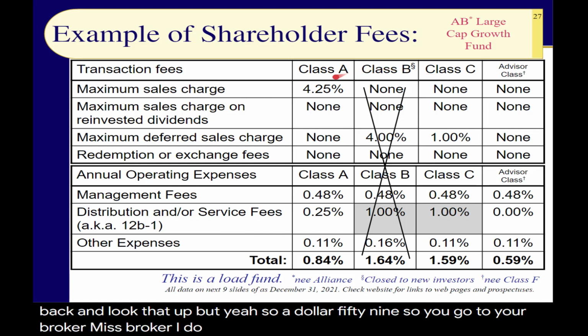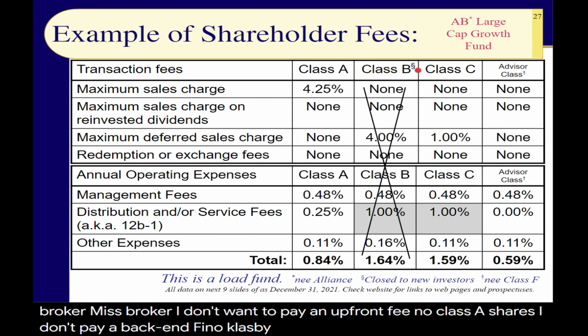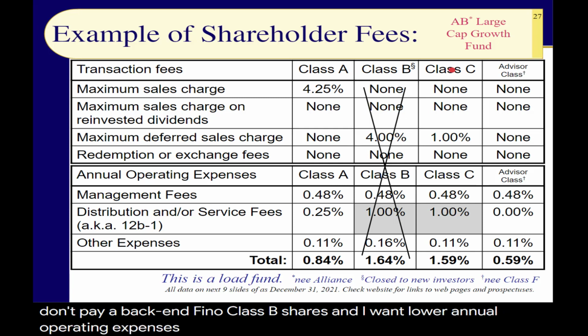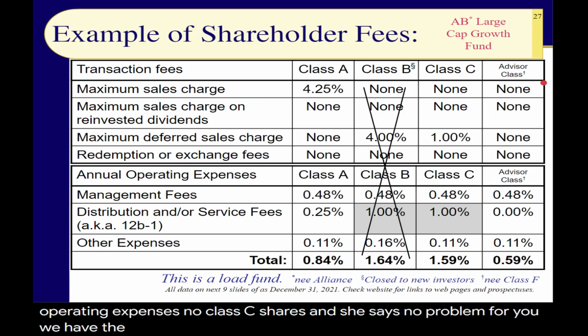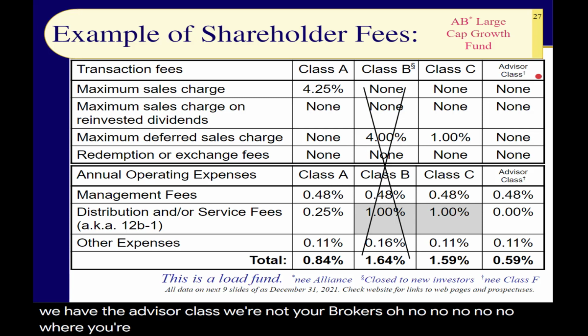So you go to your broker, Ms. Broker, I don't want to pay an upfront fee, no Class A shares. I don't want to pay a back-end fee, no Class B shares. And I want lower annual operating expenses, no Class C shares. And she says, no problem. For you, we have the advisor class. We're not your brokers. Oh, no. We're your wealth managers.